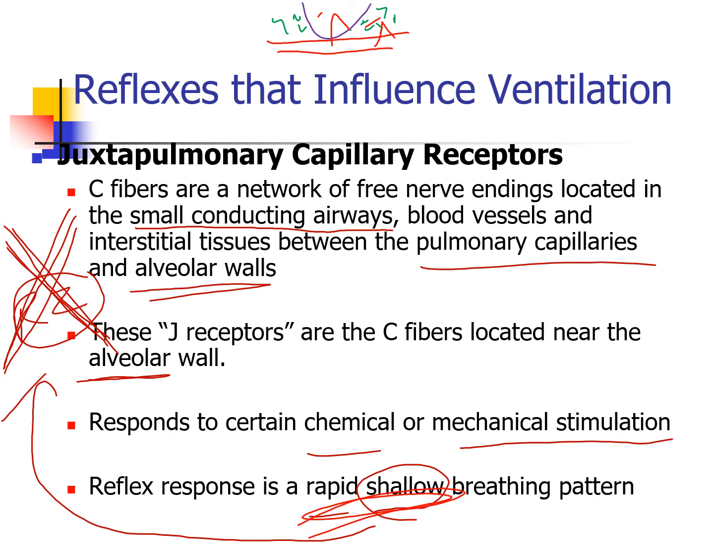And this is also something you'll see in people with HAPE, high altitude pulmonary edema. They'll also flood fluid into their lungs, right? Because there's lower atmospheric pressure, right? And they're going to have that rapid shallow pattern because they're having the stimulation of the C fibers or J receptors.